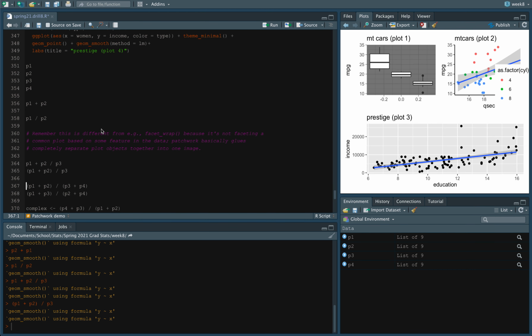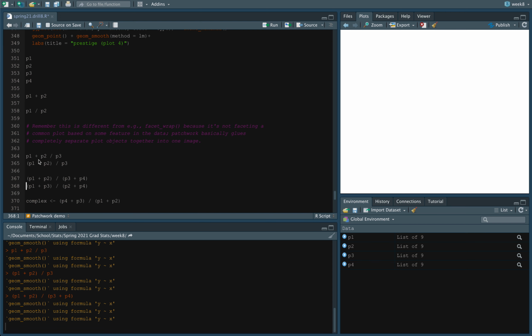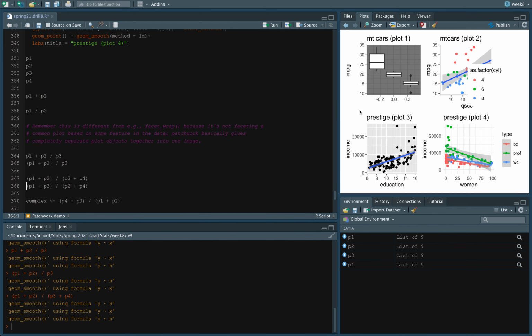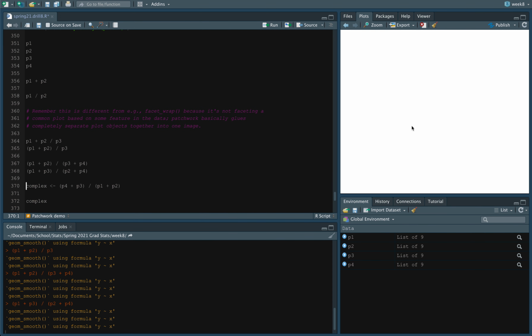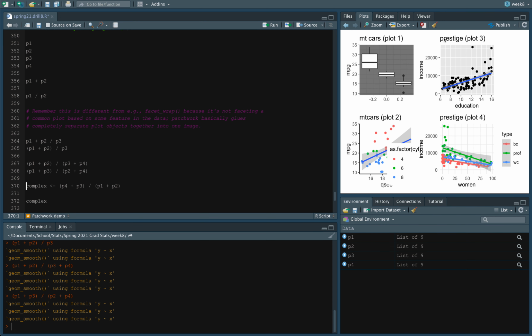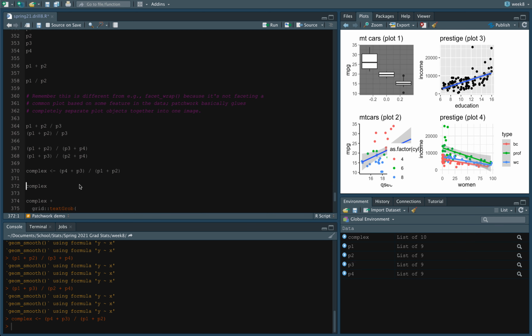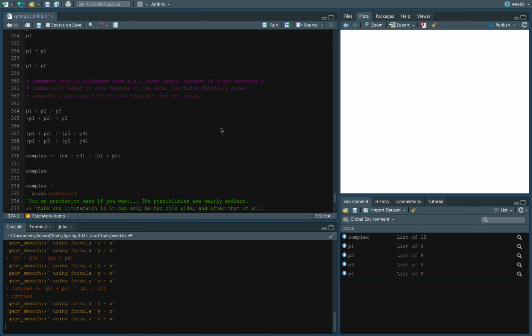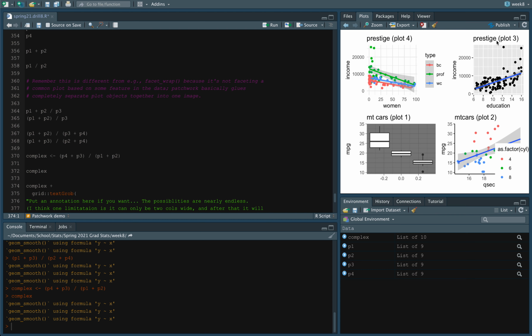And that's exactly what you get. And here we have plot 1 beside plot 2 over plot 3 beside plot 4, or if you wanted to flip that around to do plots 1 and 3 on top, whatever. Here I put plots 4 and 3 on top, and I just wanted to show you that this can be stored as an object. Now we have this object called complex, and when we run that, it has the plot object that we stored here.